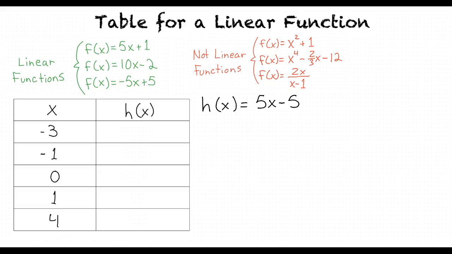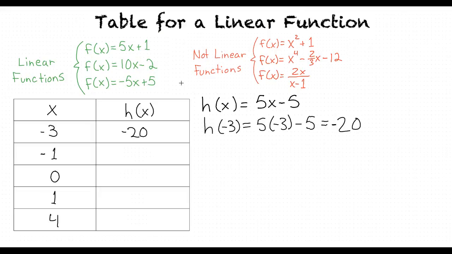Because we've already been given our x values, let's apply them to our table. To find the corresponding h of x values of a given value for x, we need to replace all x's we see in the function with our given value for x. Let's start with x equals -3. When we input that x equals -3, we get h of -3 equals 5 times -3 minus 5, which equals -20. Now that we have our h of x value, we can input it into our table.